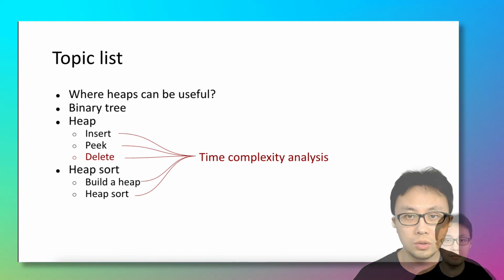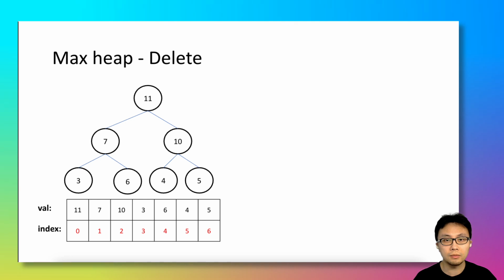Let's get started. So what purpose does the delete method serve? Well, the delete method doesn't delete a target node in a given heap. It only deletes the root node. In the end, it will return the value of the deleted root node. When you delete the root node, you no longer have a heap anymore, so you need to take some extra steps to restore its heap property.